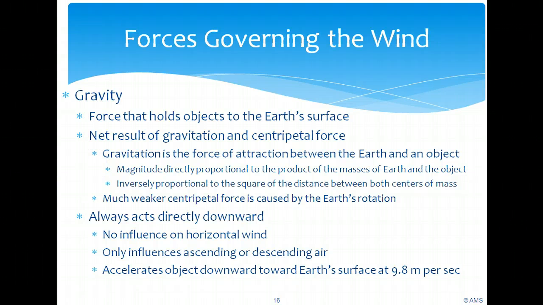Air parcels, like all other objects with mass, are subject to the force of gravity, which pulls these air parcels to the Earth. If we did not have this gravity, the air parcels would leave the Earth and we'd have a lot of trouble breathing.